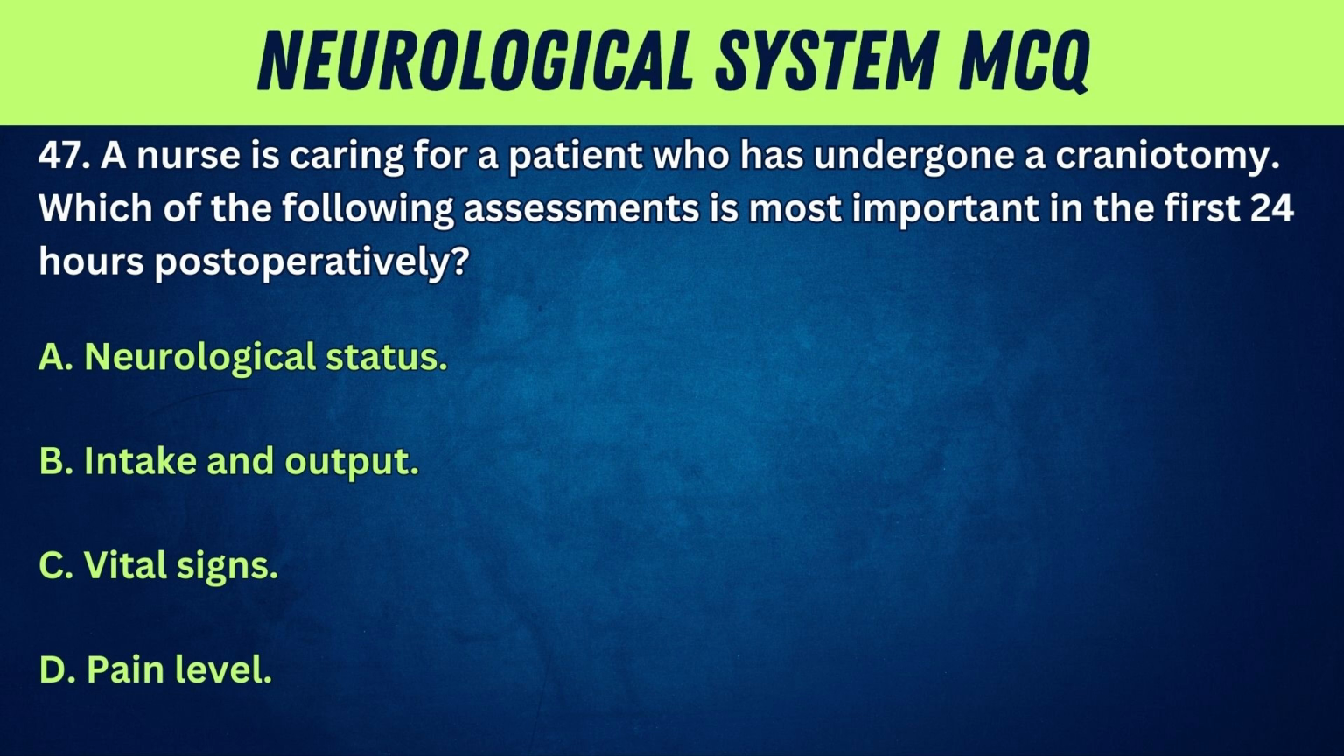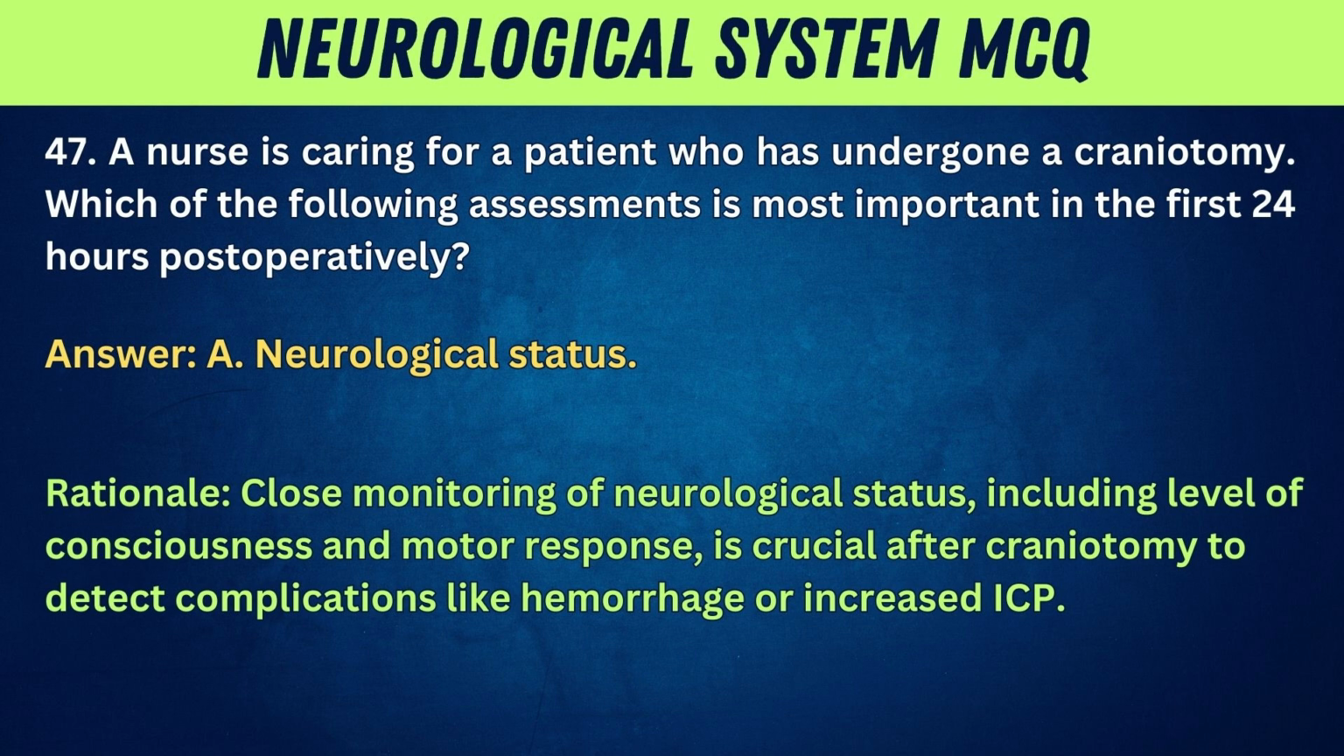47. A nurse is caring for a patient who has undergone a craniotomy. Which of the following assessments is most important in the first 24 hours postoperatively? A. Neurological status. B. Intake and output. C. Vital signs. D. Pain level. Answer: A. Neurological status. Rationale: close monitoring of neurological status, including level of consciousness and motor response, is crucial after craniotomy to detect complications like hemorrhage or increased ICP.